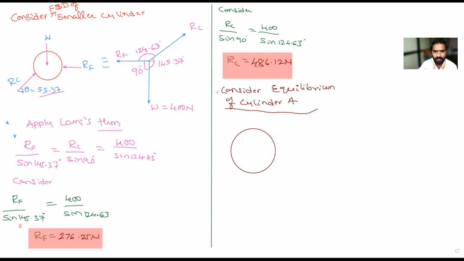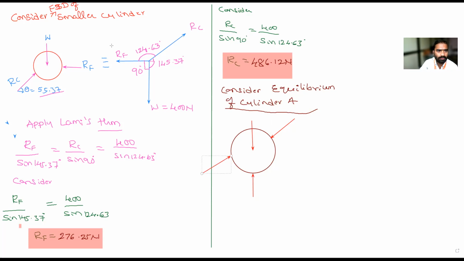One is RC, correct? This is RC acting. Next is the weight, acting downward. Next, RG from below, that is from the support, the base or ground. Next there is one more force, RD. This is RD. Is it correct? Yes, sir.